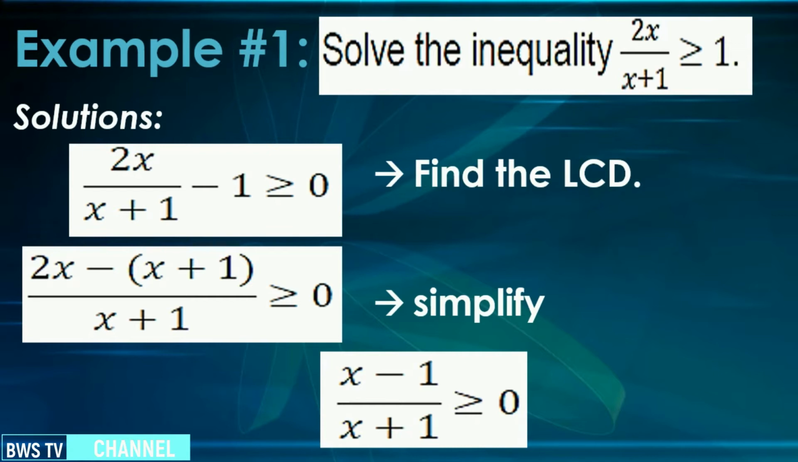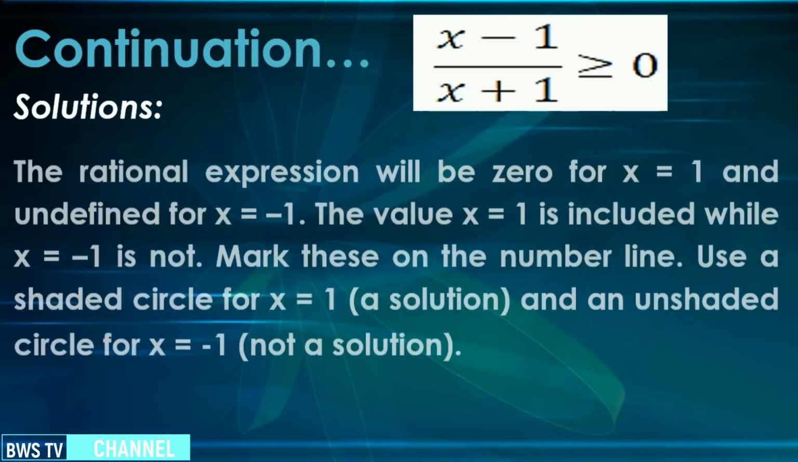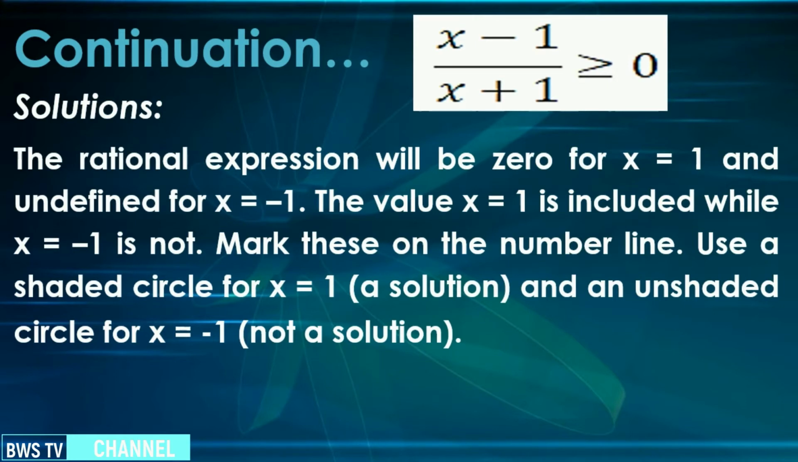So this is now our simplified inequality: x minus 1 all over x plus 1 greater than or equal to 0. So now we can proceed to the next step. What's the next step? As you can see, we need to remember that the rational expression must not be undefined. So what will be the value of your denominator where the expression will be undefined? In our next step, we need to identify where the rational expression will be 0, at x is equal to 1.